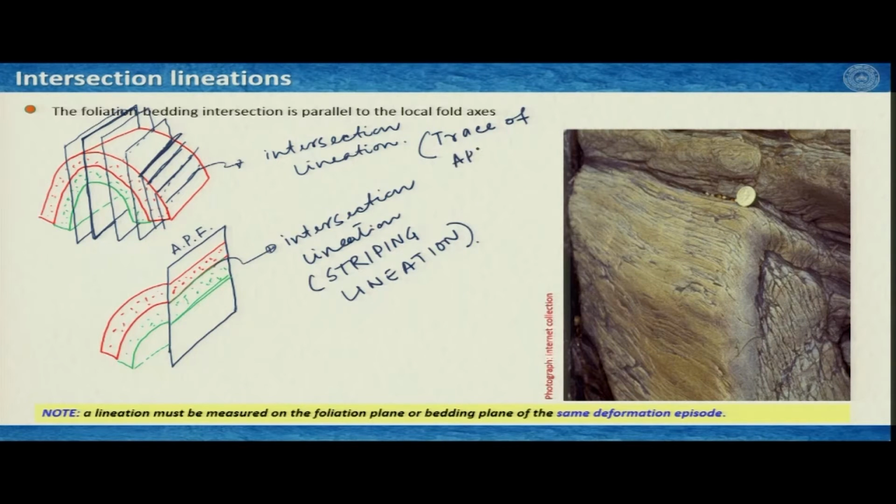Of axial planar foliation on bedding plane, and this is trace of bedding planes on axial planar foliation. What is important here, that in both cases, if you can measure their trend and plunge, they would give you a similar orientation. So, if you measure intersection lineations trend and plunge in this case, and if you measure intersection lineations or striping lineations trend and plunge in this case, their values would be absolutely similar.